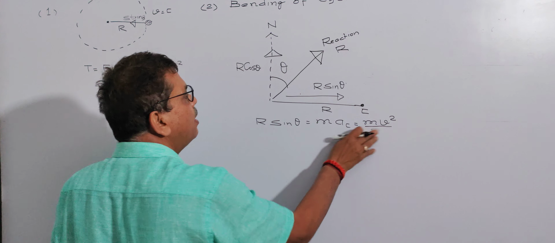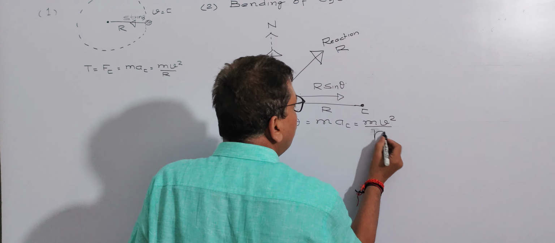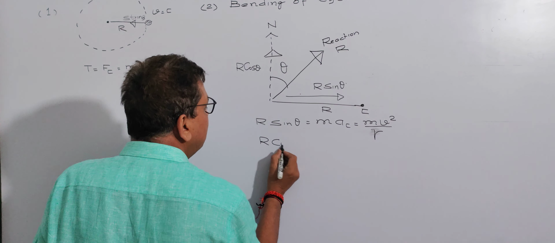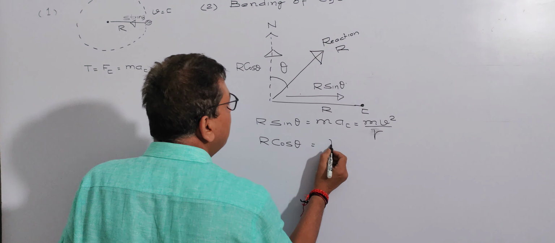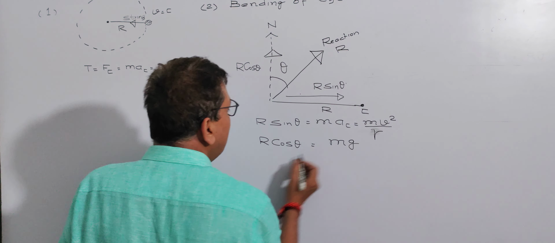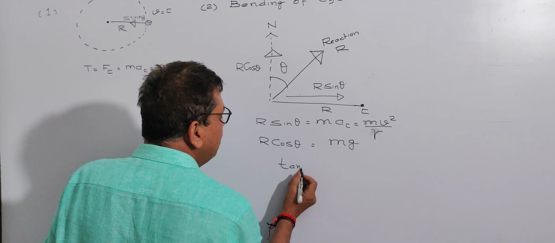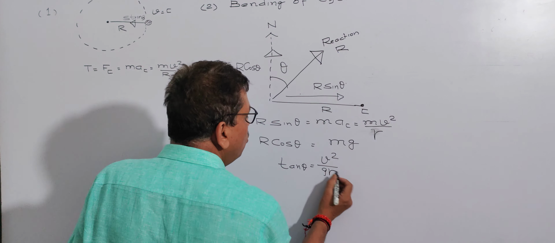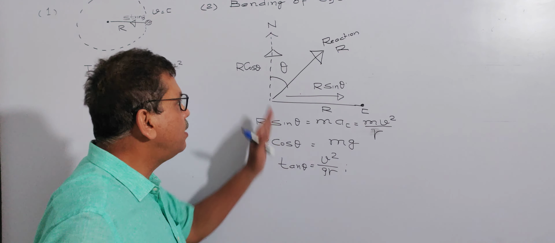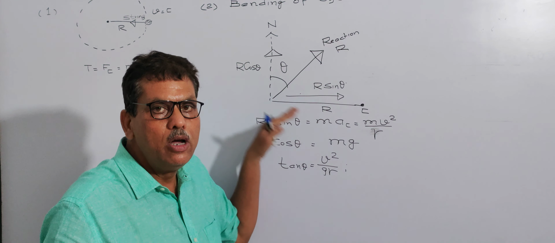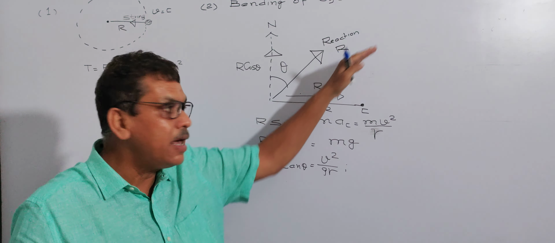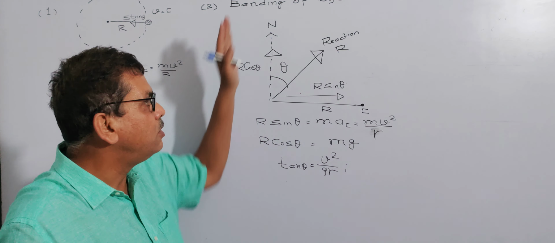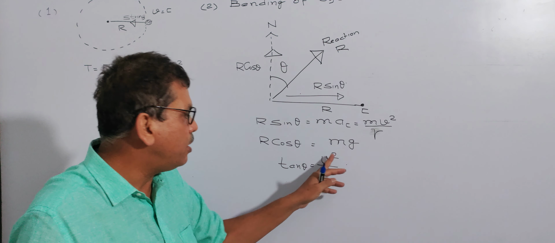Let us take small r for the radius of the circle. Now r cos theta can be written as mg. So I can write tan theta is nothing but v square by gr. So the cyclist has to bend by theta angle from the normal to get a reaction in the radial direction, and a reaction in the vertical direction that will balance the weight of the object.